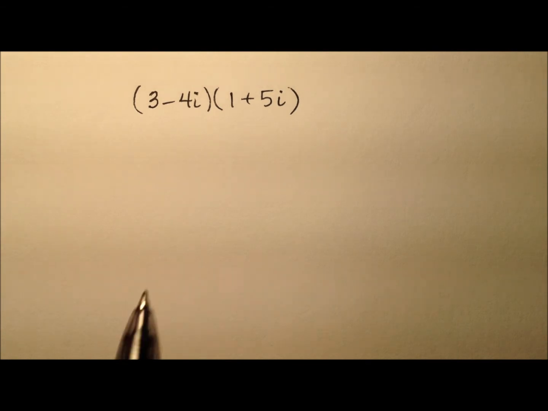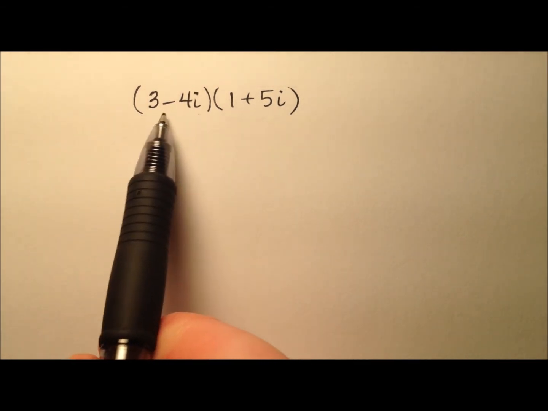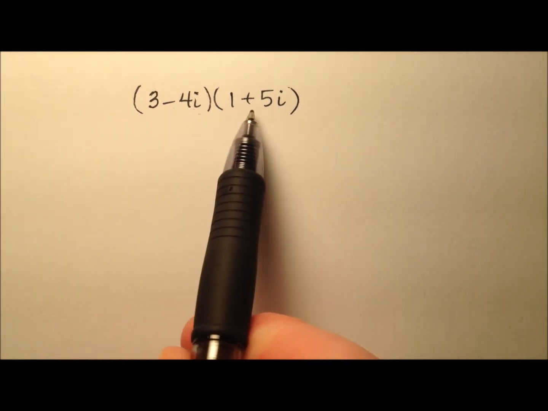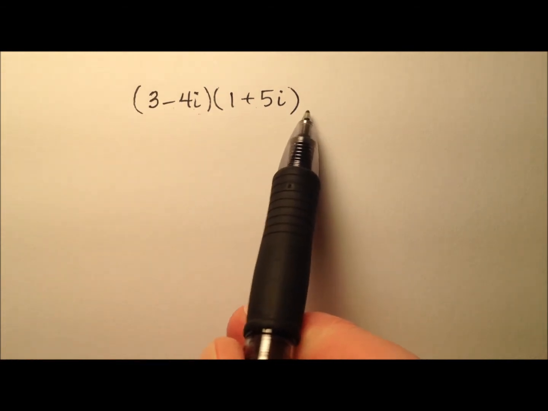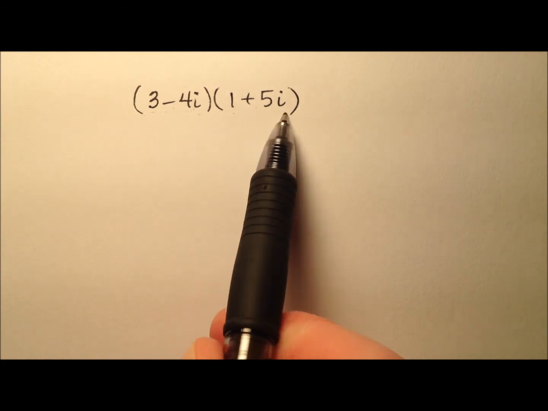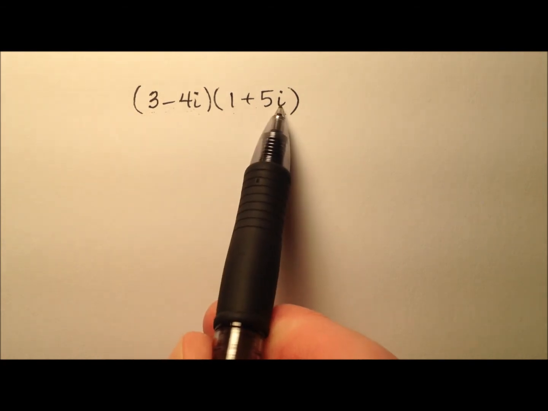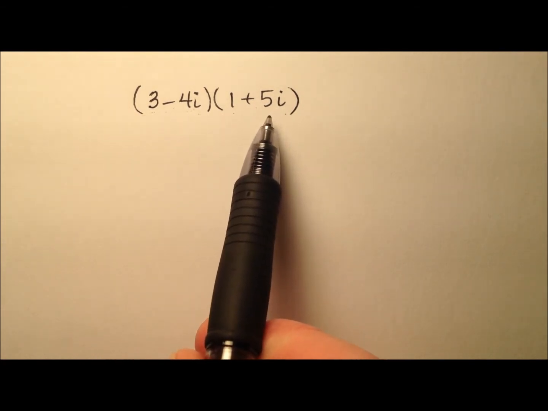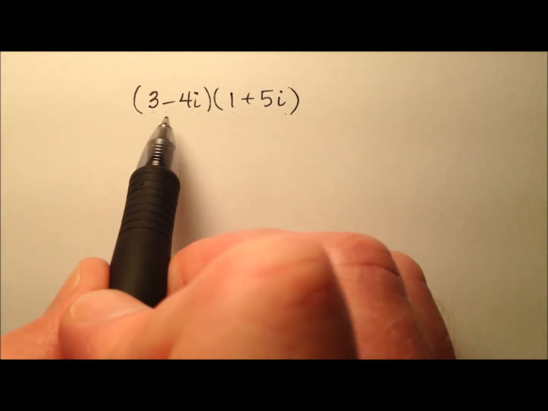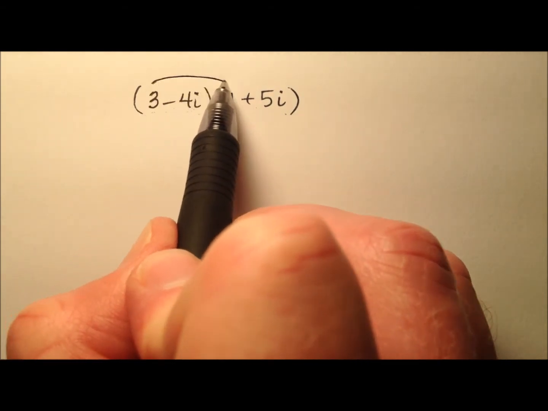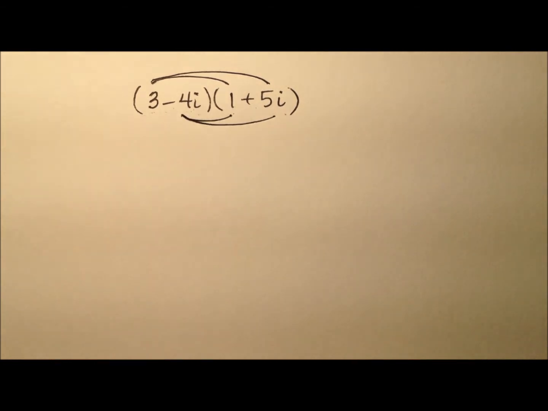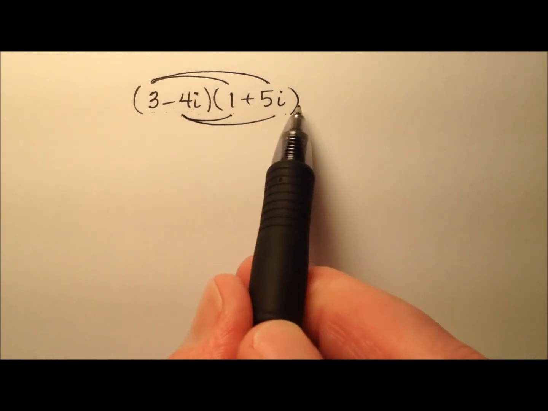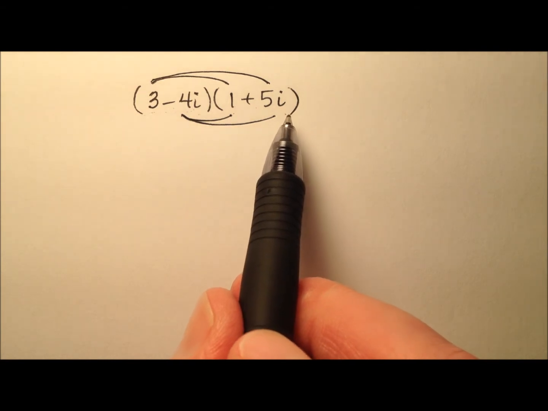In this third example, I'm going to multiply the complex number 3 minus 4i by 1 plus 5i. And it kind of almost looks like I have a binomial times a binomial because of this i right there. Well, the approach that we're going to take is no different. I'm going to take this 3 and distribute it, and then the negative 4i and distribute it as well. So I'll have 4 terms, and then I'm going to simplify them accordingly.